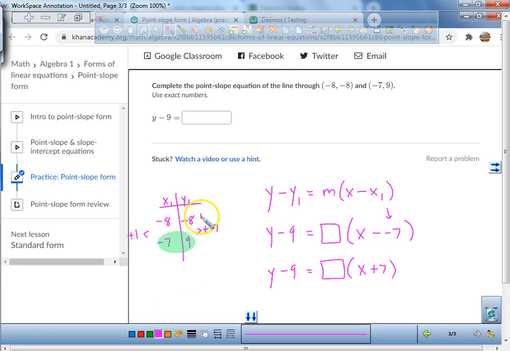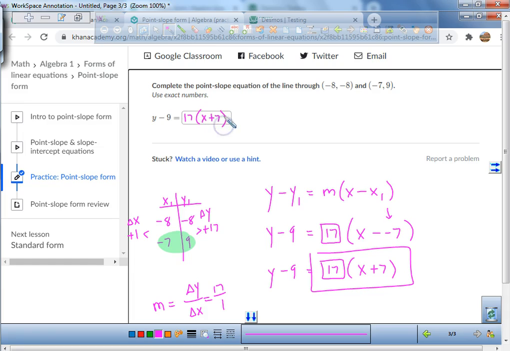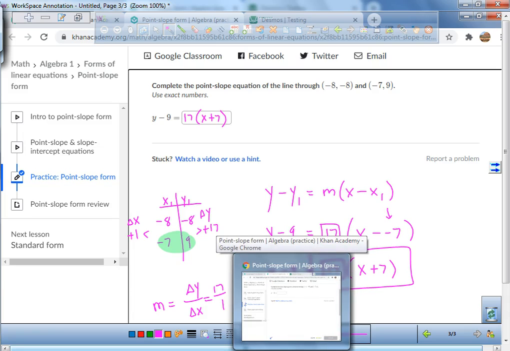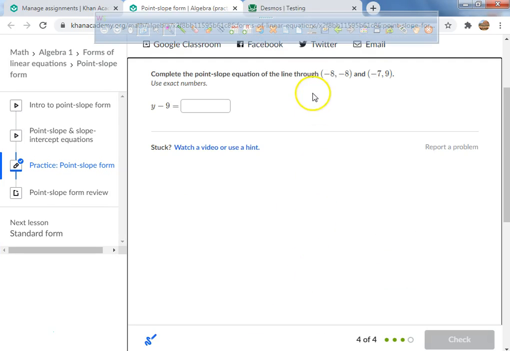So my slope for this one, change in y over change in x. If I put the change in y over the change in x, which is my slope, that's my m value, that's 17 over 1, which is just a 17. So this is what I'm going to type into the Khan Academy. Y minus 9, I'm going to type in a 17. And I'm going to put x plus 7.